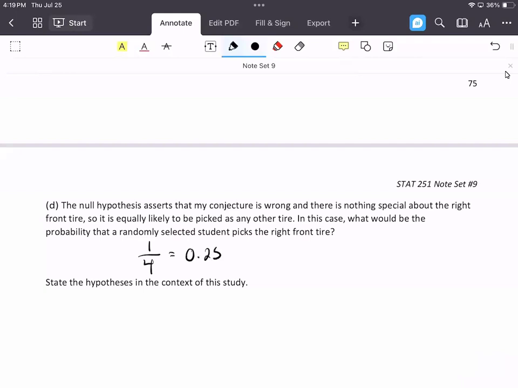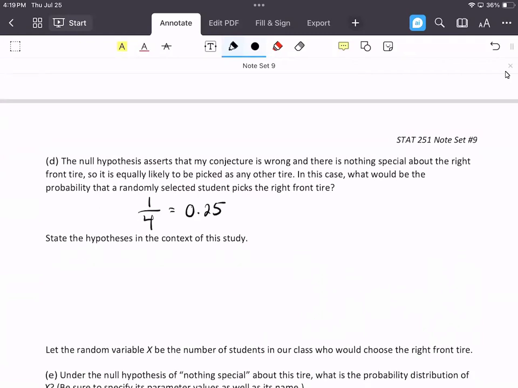This is still a binary problem. You're like, well, wait a minute, it's not 50-50. Right, but you either choose the tire that I'm conjecturing, the right front tire, or you don't. It doesn't matter which of the others you choose. It's still, like I said, binary. You either pick the right front tire or not. Now, state the null and the alternative hypothesis.